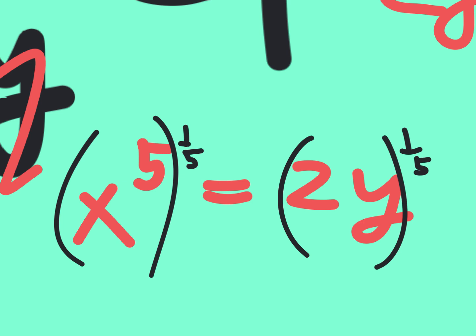Now, is this the kind where there's 2 answers? No, but did you even think about that? If you thought about it, you win. But if that had been an even power, then there'd be a plus and a minus on it. That's going to catch so many people. There's your final answer: 2y to the 1/5.